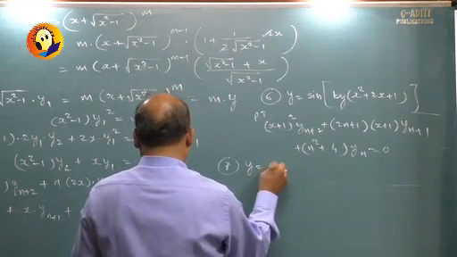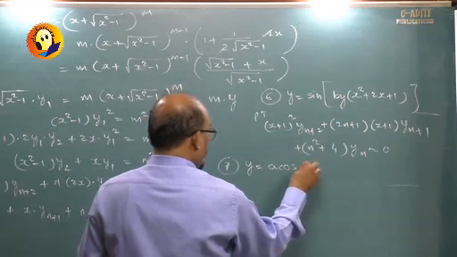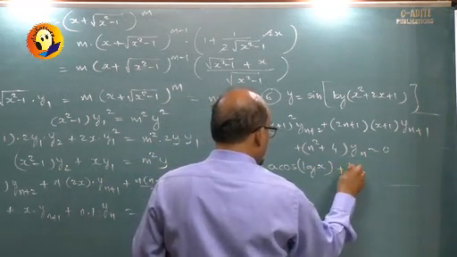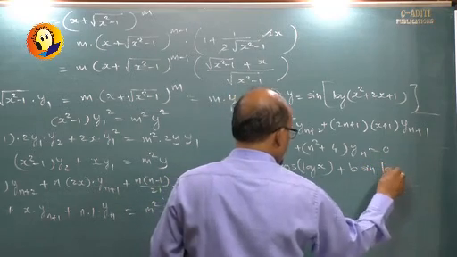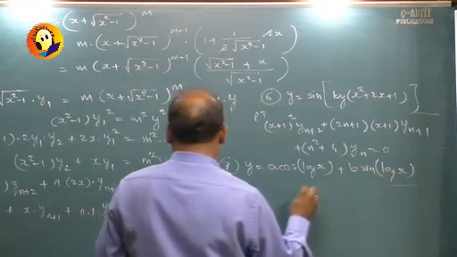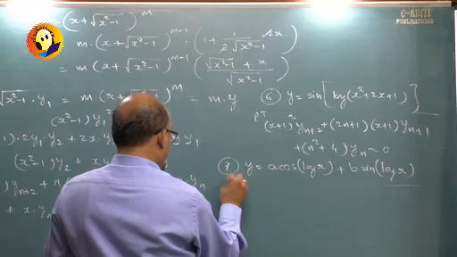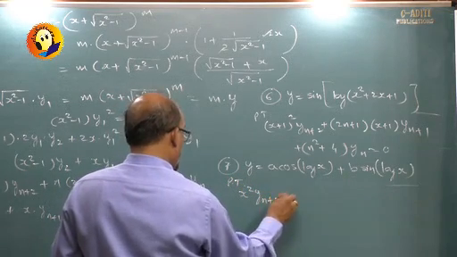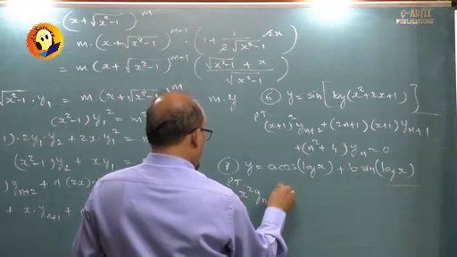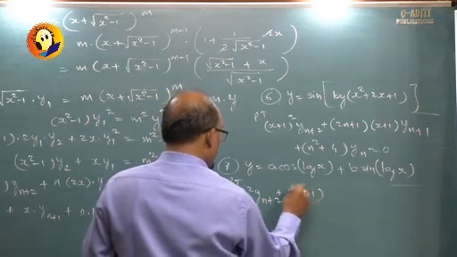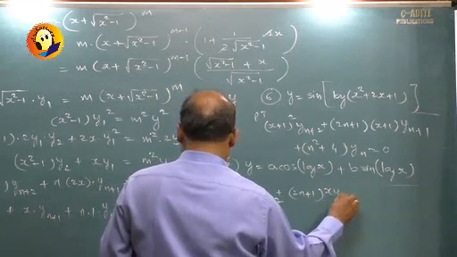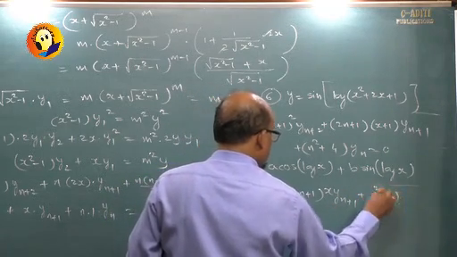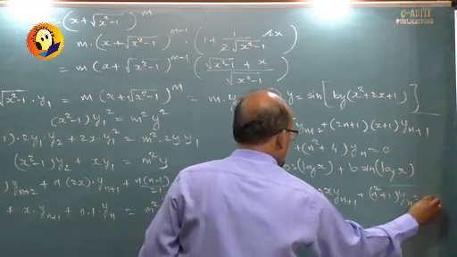Y equal to a cos of log x plus b sine of log x. Prove that x square yn plus 2 plus 2n plus 1 x yn plus 1 plus n square plus 1 yn equal to 0.